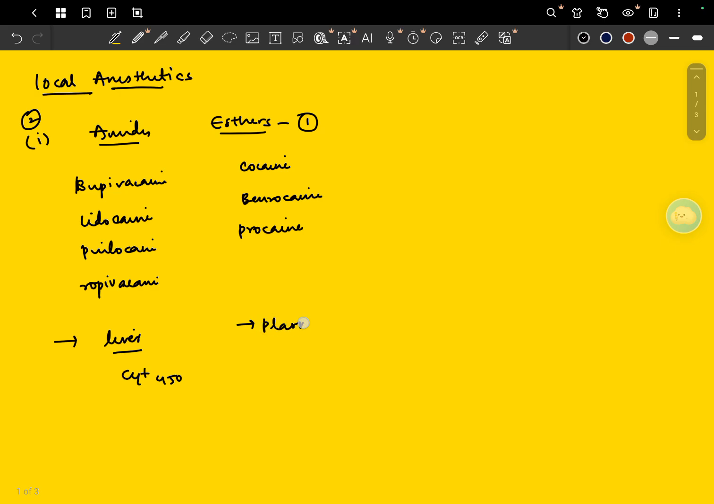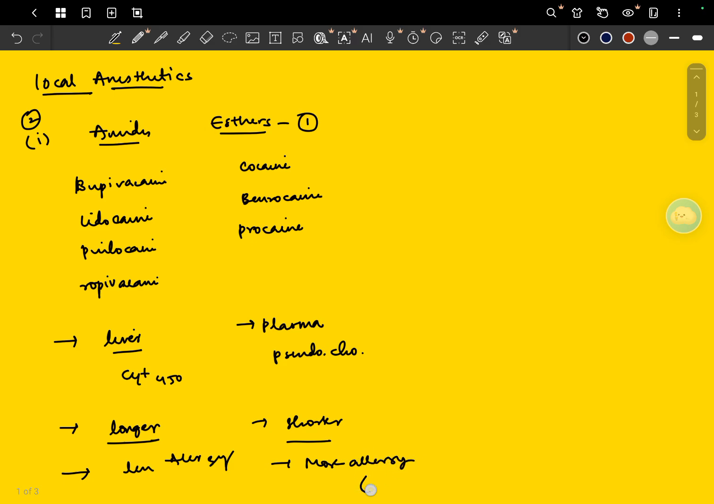esters will be metabolized in plasma by pseudocholinesterase. Amides are longer acting agents, and they cause fewer allergies. Esters are shorter acting agents and cause more allergies. So why? Because of the PABA metabolite. So these are the basic differences between amides and esters.